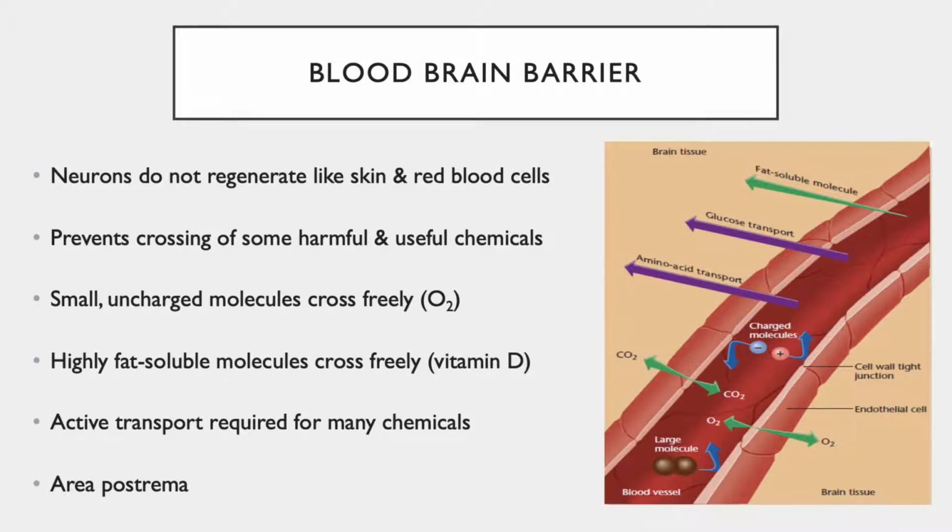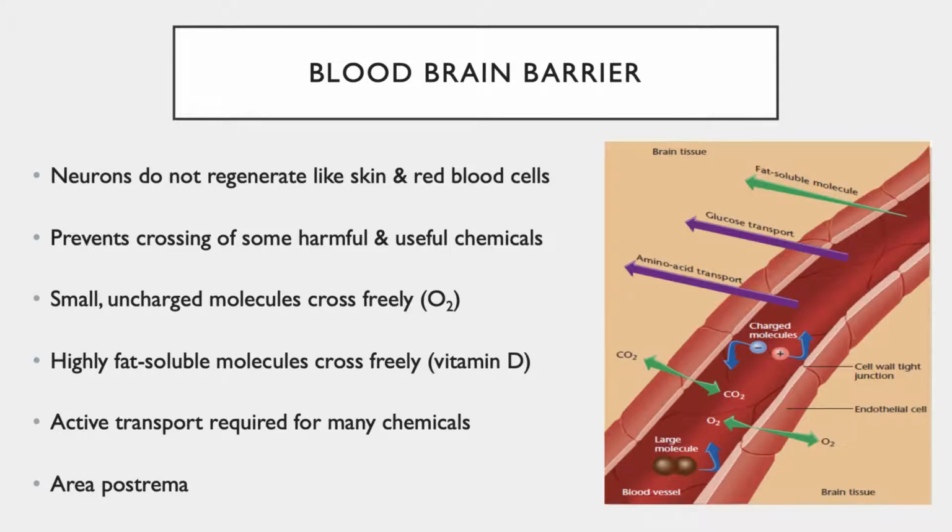It's important that we go the extra mile to protect the brain because unlike skin and red blood cells, neurons do not regenerate. And it's only in very, very few brain regions that neurons are able to completely undergo what is known as neurogenesis, which is the creation of new neurons.